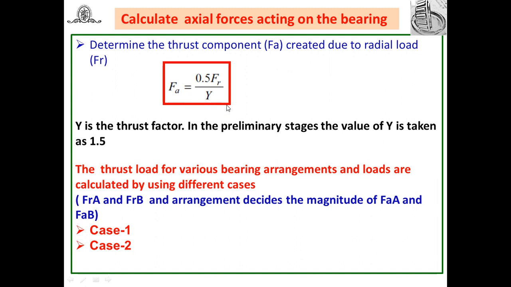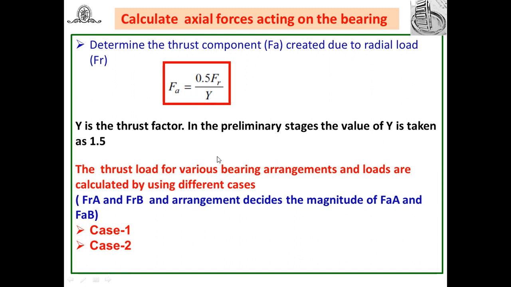Radial load means that even though the bearing is subjected to purely radial load, because of the inclination of the rolling element, the axis intersects the axis of the bearing at a point, which we generally call the apex point. We get a thrust component because of this inclination, and the magnitude of this thrust component can be determined using this relation: Ap is equal to 0.5 into Fr by Y, where Y is the thrust factor. If you don't know the value in the preliminary stages, you can assume Y is equal to 1.5. Then it's the thrust component created due to radial load.